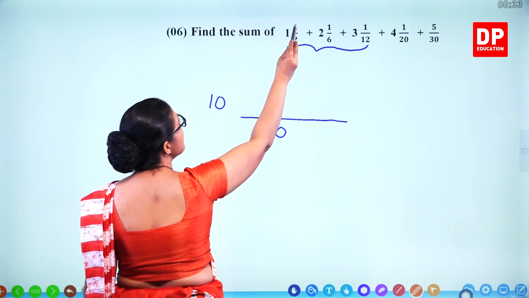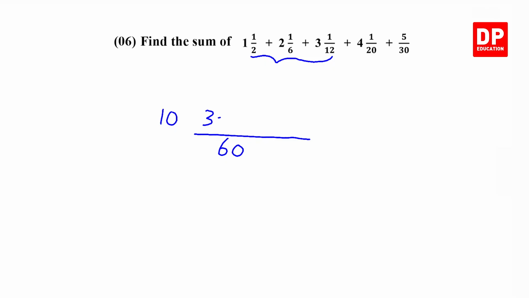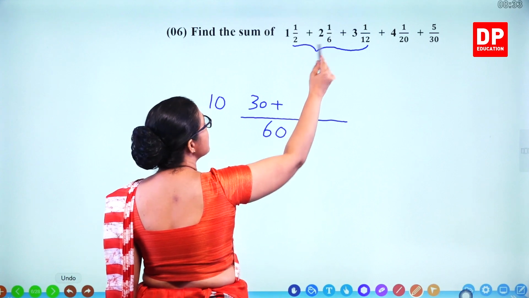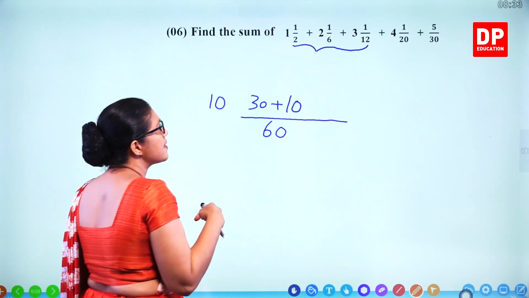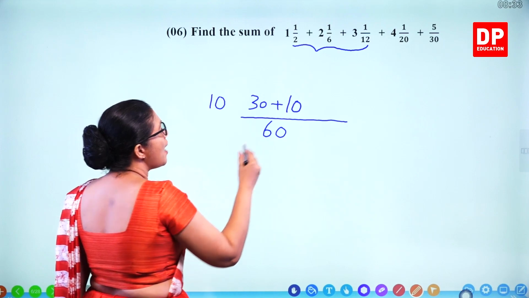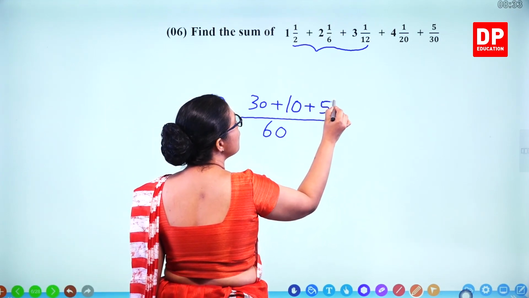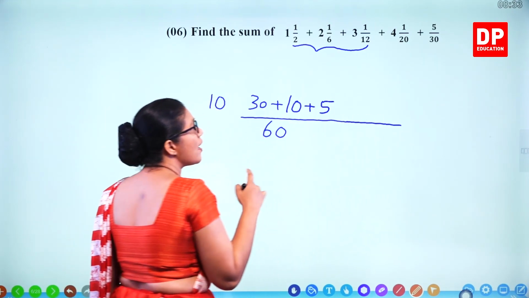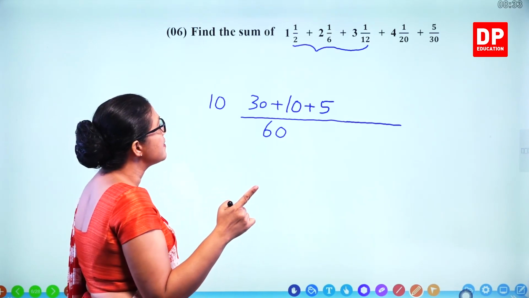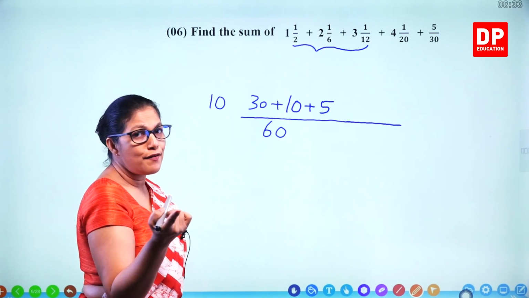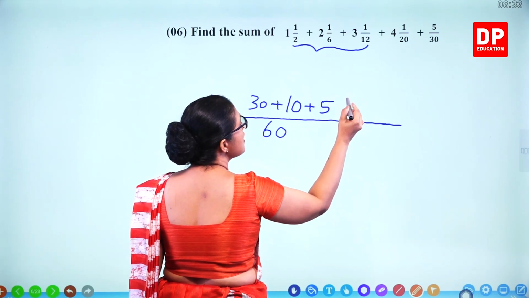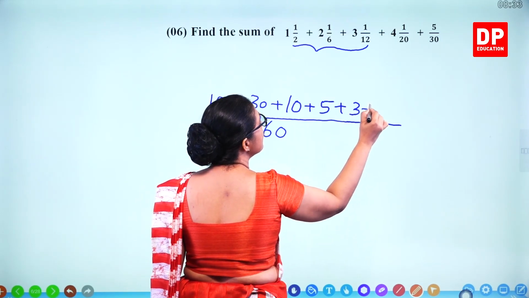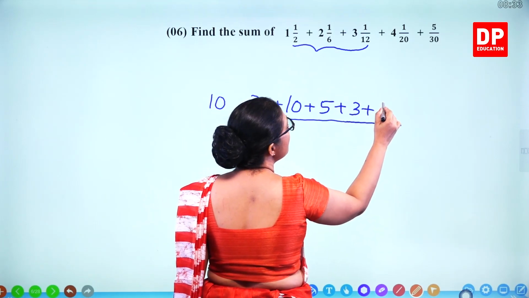So that means this is 30. This one, 6 times 10. So you get 10 here. 6 times 10 is 60. So that's 10. 12 times 5. So 5 times 1, 5. We are writing equivalent fractions with the same denominator value. 20 times 3. So 3 times 1, 3. And 30 times 2, 2 times 5, 10.